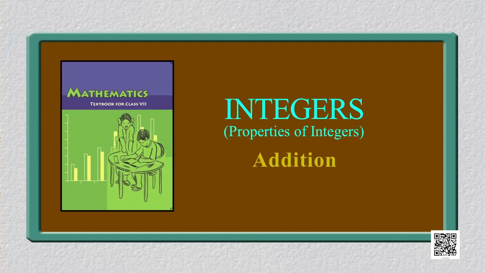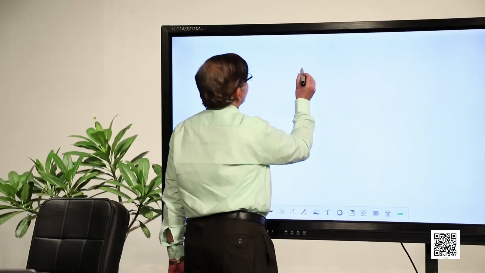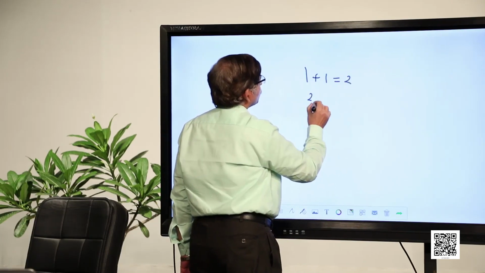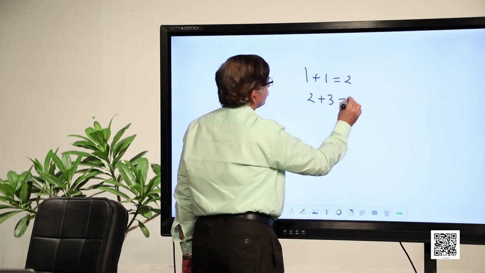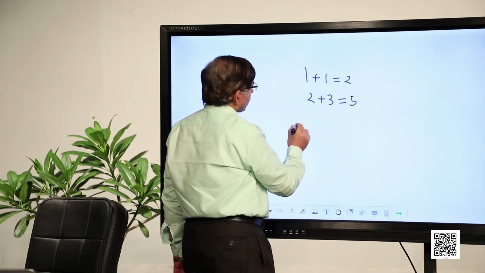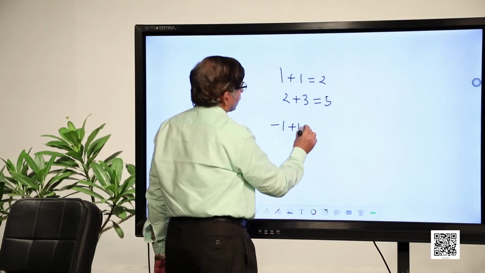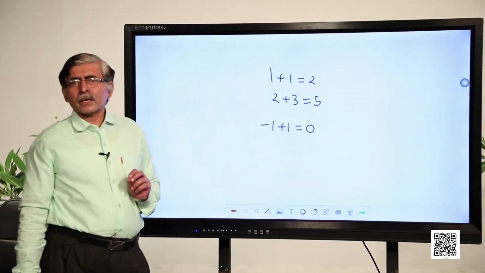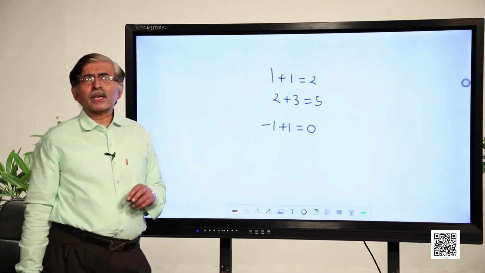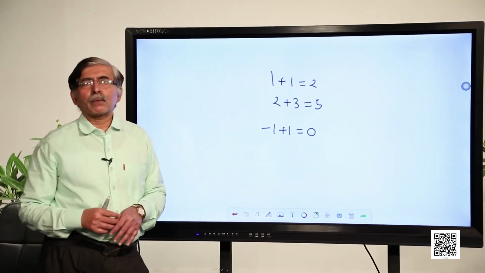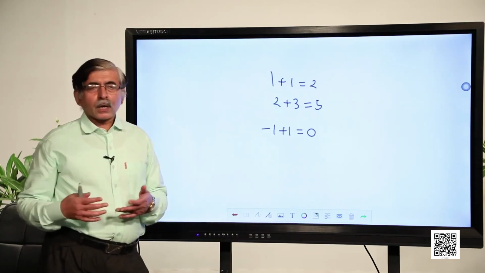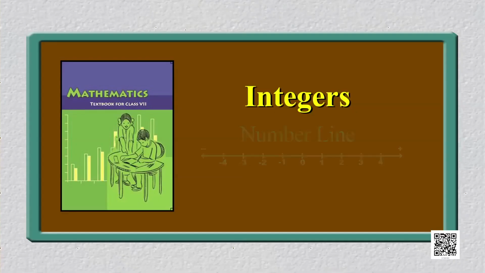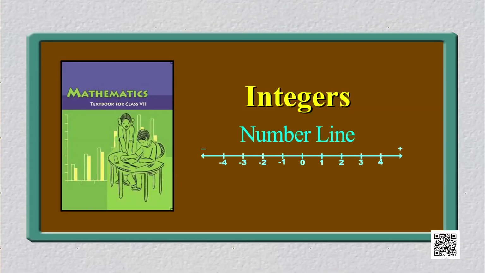Now, we can take some examples. Suppose we take 1 plus 1, we will get 2. 2 plus 3 is equal to 5. Again we can take minus 1 and plus 1, this is equal to 0. Since we are doing integers, everything we can verify with the help of a number line, so our doubt is cleared. So, let us draw a number line. Suppose this is a number line.